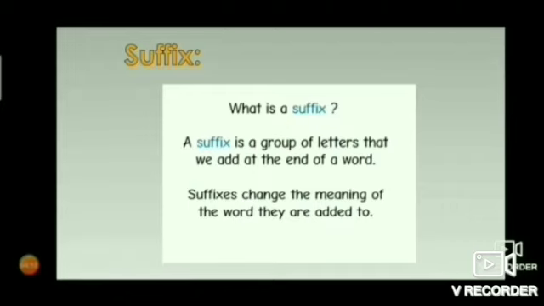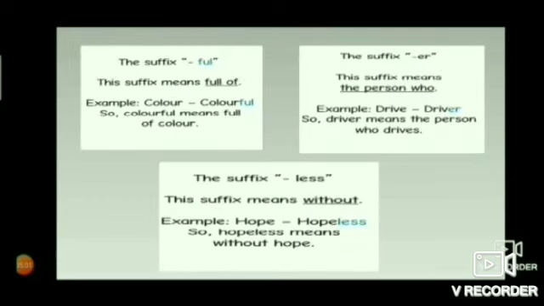Let's see some examples of suffixes. The suffix full. This suffix means full of. Example for it, color, colorful. So colorful means full of colors. Next one, the suffix er. This suffix means the person who. Example for it, drive, driver. So driver means the person who drives, right?